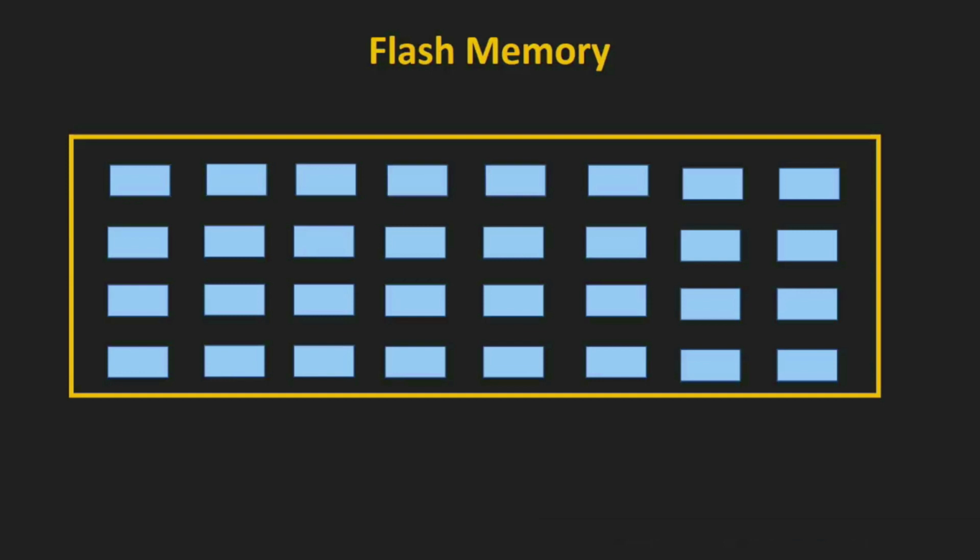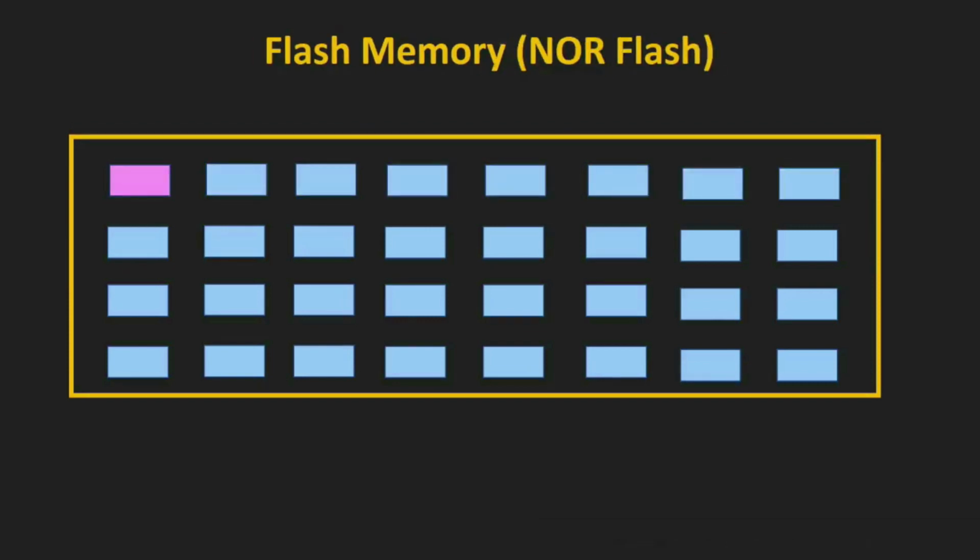Now in the case of flash memory, unlike the EEPROM, we can erase the entire block of data at the same time. And in flash memory, there are two types available, the NAND flash and NOR flash. In NAND flash, even reading and writing is performed in blocks. But in NOR flash, it is possible to read or write one particular word or one particular byte of data at a time. But the erase operation is performed on the entire block.